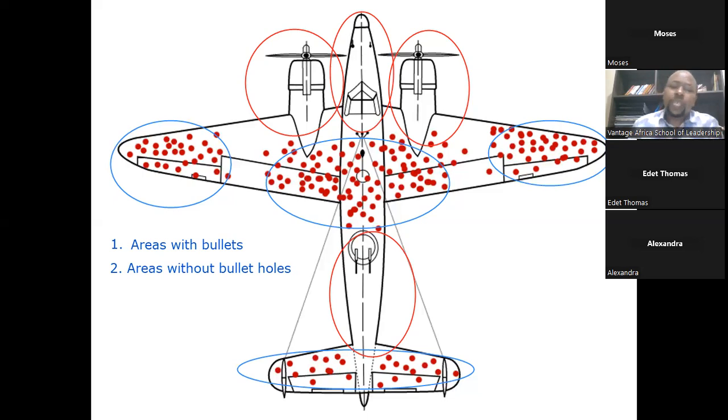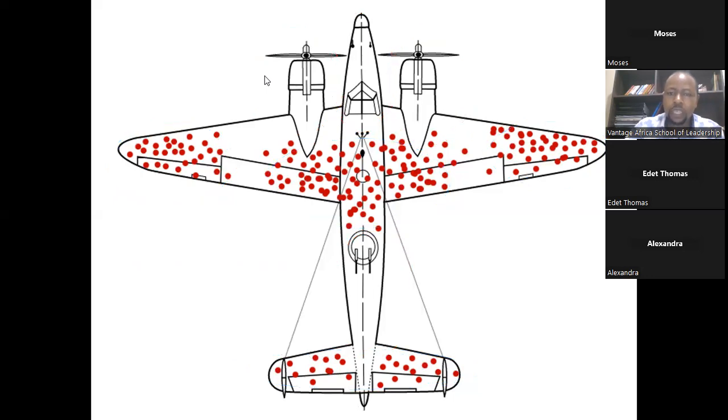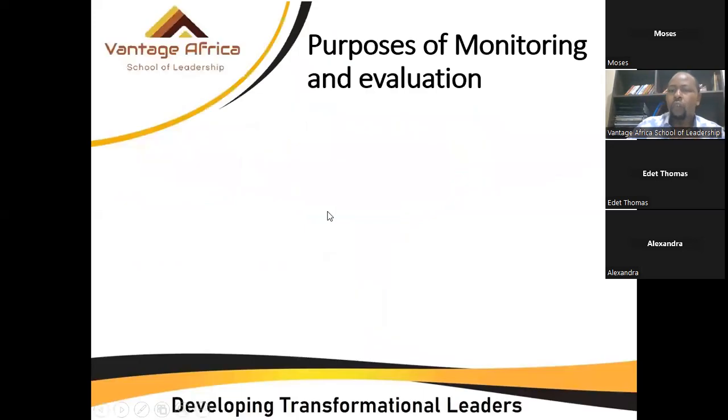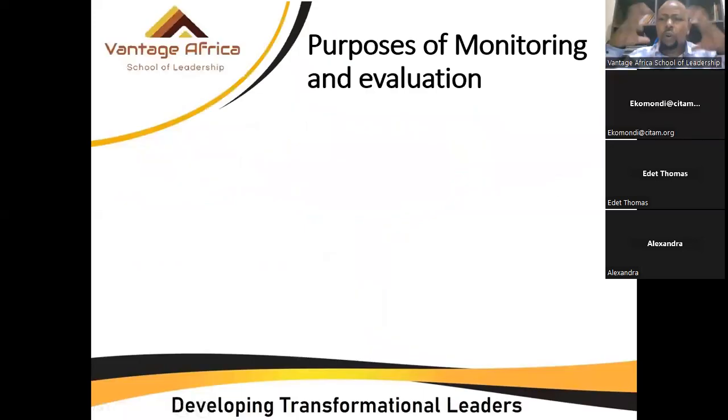Okay? And what we are saying is that, yes, you can have data, but within the context of monitoring and evaluation, how you interpret that data also matters a lot. In fact, one of the things that we are going to be saying is that the data that is not available is as important as the data that is actually available. Very, very important. So let's look at some of the purposes of monitoring and evaluation so that we can see why monitoring and evaluation is so important.